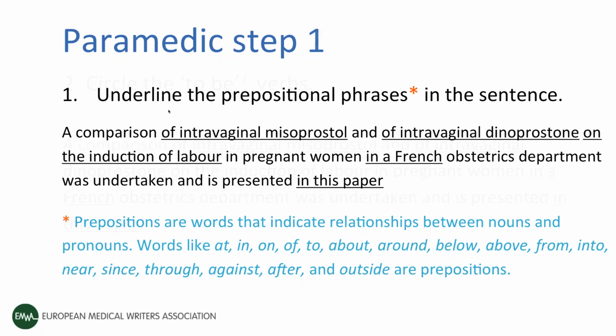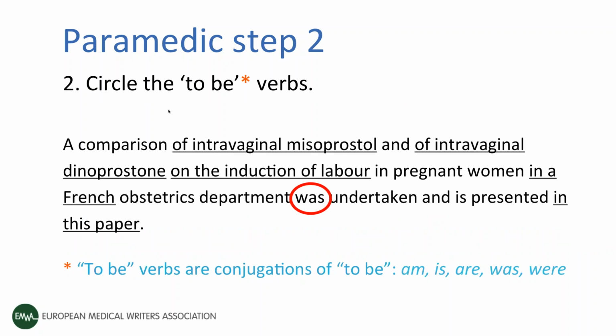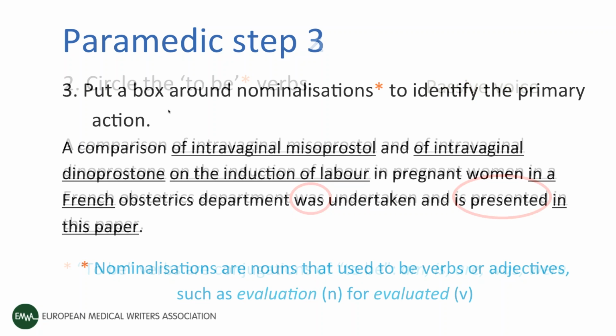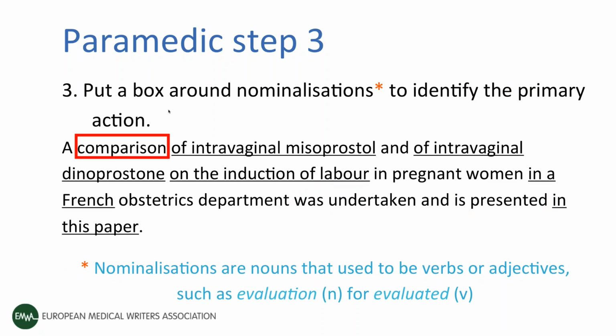Then put a circle around anything that looks like to be, so that's is or was, and that'll identify where your passive might be. Then I like to put a box, but you can choose your own favourite shape, around a noun, and so that would be a comparison.